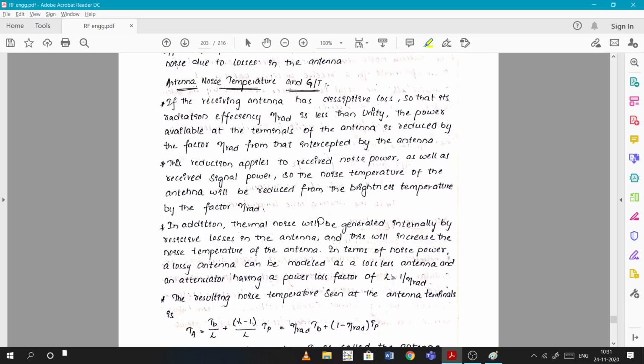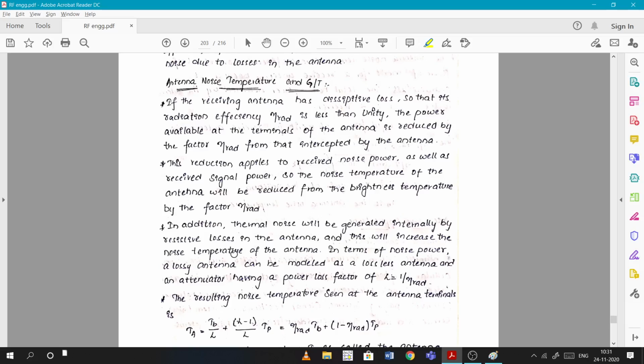In addition, thermal noise will be generated internally by the resistive losses in the antenna, and it will increase the noise temperature of the antenna. This internal noise will be added to the external noise, and that's why there will be an increase in the noise temperature of the antenna.